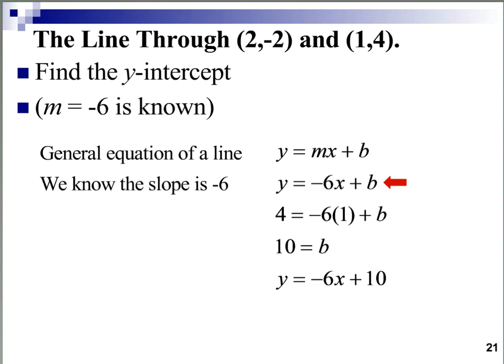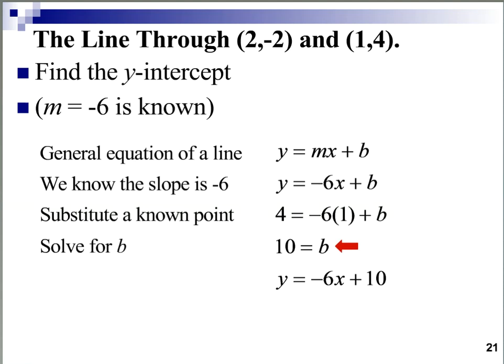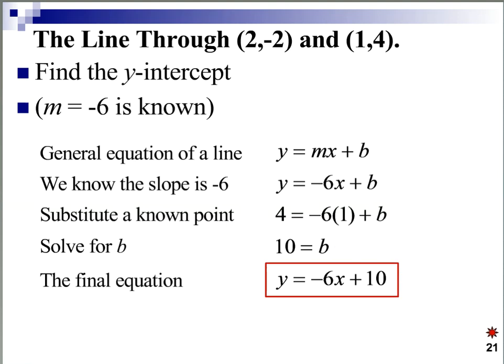So I'm going to choose the point 1, comma 4, and notice on the next line, all I'm doing is substituting y is equal to 4 and x is equal to 1, because those two numbers go together on a point. With that done, I can simply do the calculations and solve for b. Notice that what I do here is basically just add 6 to both sides of the equation to isolate the b. That gives me a value of b equals 10. And so now I know m and b, and so my final equation is y is equal to negative 6 times x plus 10. That's our equation of the line.